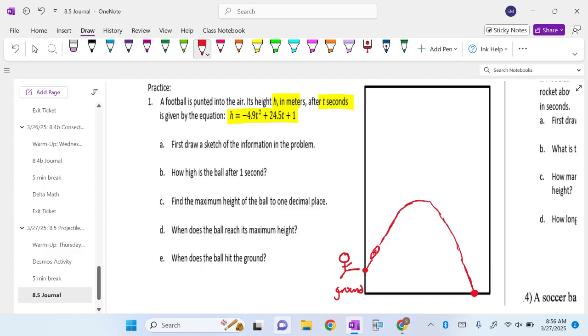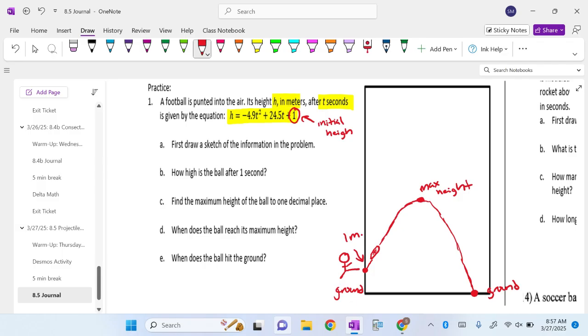All right. Now, how do I know the initial height's a foot off the ground? Why do I know that that's my initial height? Look at the equation. Which value gives me my initial height? The 1. So this right here is my initial height. So that means that my initial height right here is 1 meter, because that's my y-intercept. Now, its maximum height will be about right here. And it hits the ground here.